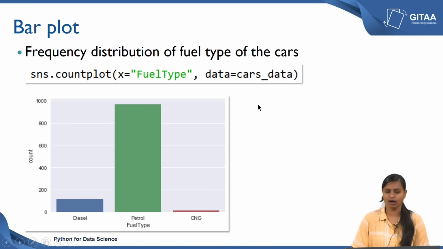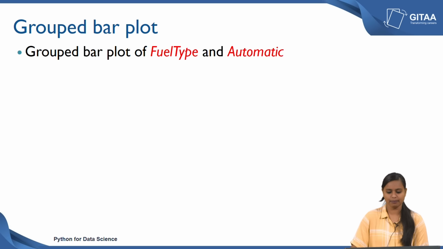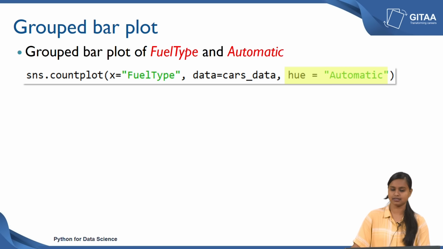So, now we have seen how to create the bar plot. Here we are going to see how to create group bar plot. We are going to create the group bar plot of fuel type and automatic. What do we mean by group bar plot? Here we are going to have the bar plot of fuel type by adding another variable, automatic. So, we are going to look at the frequency distribution of the fuel type of the car along with the interpretation whether the car's gearbox is automatic or manual. So, let us see how to do that.